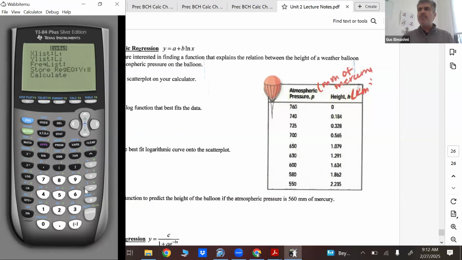So I'm going to ask you to take some data, give me the regression equation, and ask you some questions about it. Like, here's your equation. Now plug this into your equation.